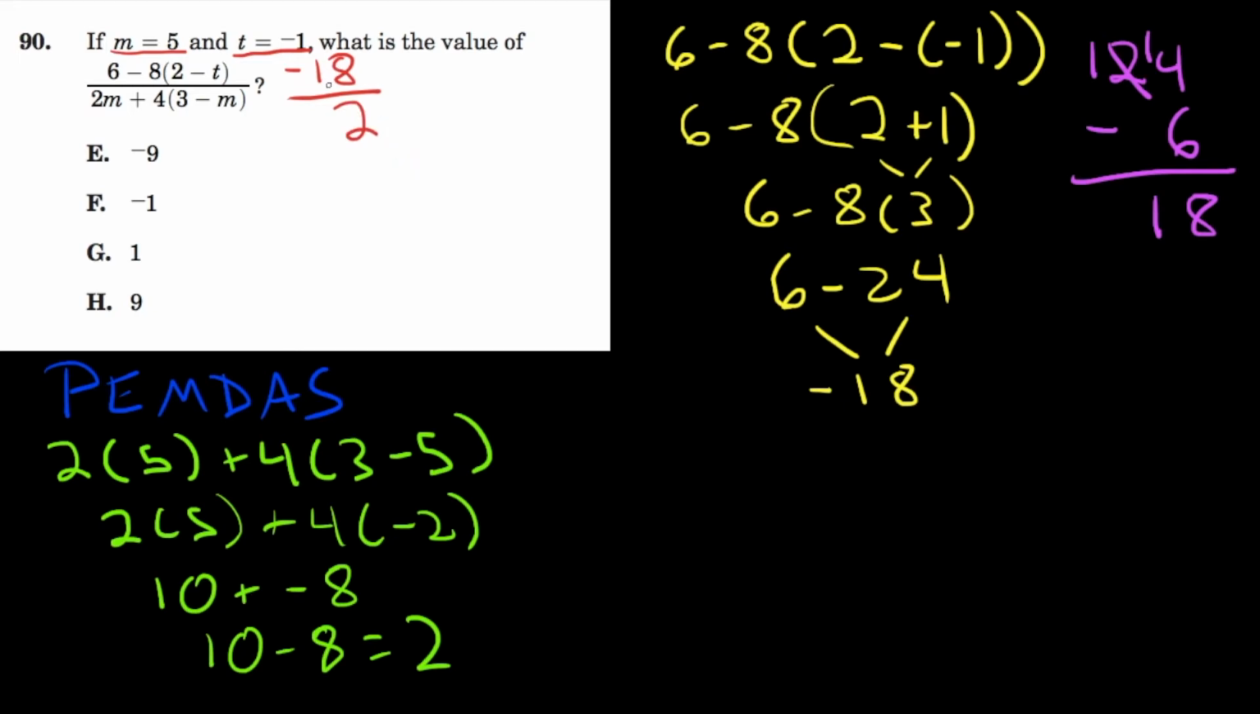I've solved this, but this isn't one of the answer choices. Oh no! Fortunately, we can reduce -18 over 2. 18 divided by 2 is 9. Don't forget the negative. -18 over 2 is -9.